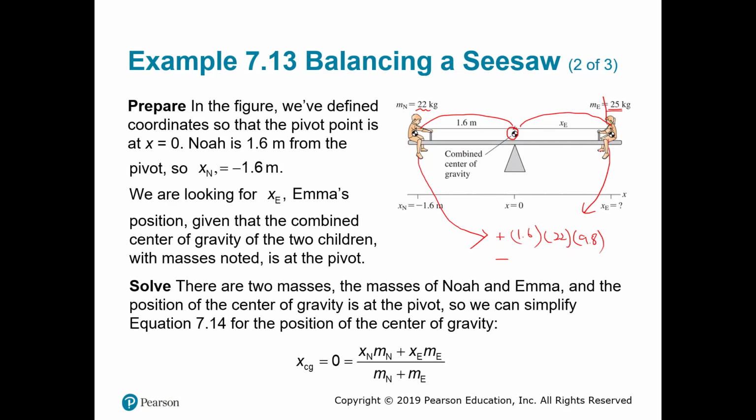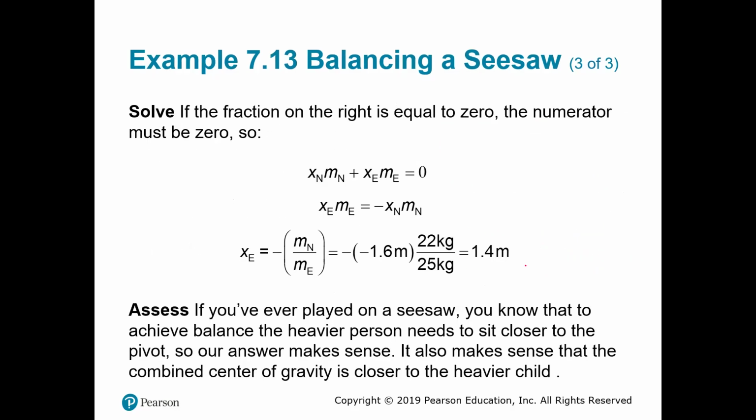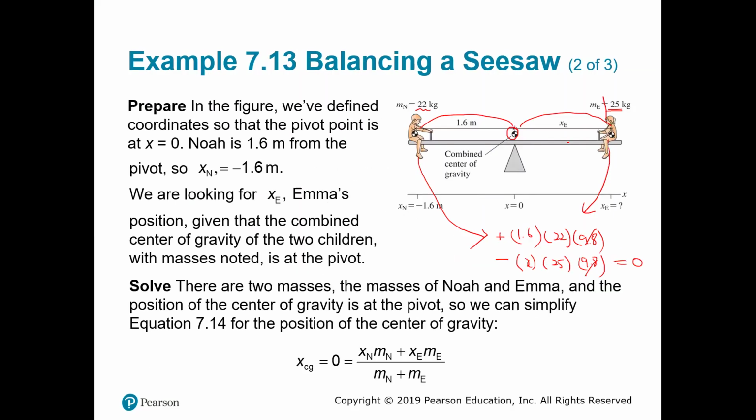And then minus Emma's torque is what? x is what we are looking for, times 25 and 9.8, and the sum has to be 0. So then now you cancel. And at the end you see x is gonna be 1.4 meters, which makes sense because why? The distance for a heavier object is closer, right? So from your experience, you know that, right? Because you're heavier, you have to sit closer to the pivot point.